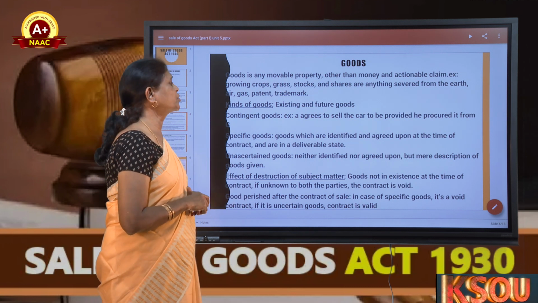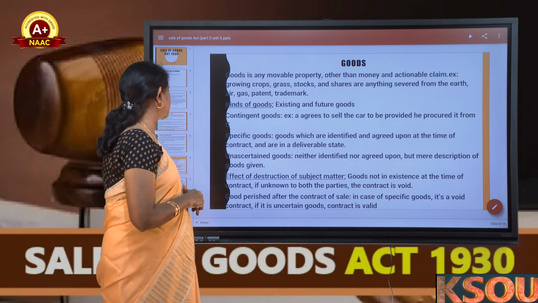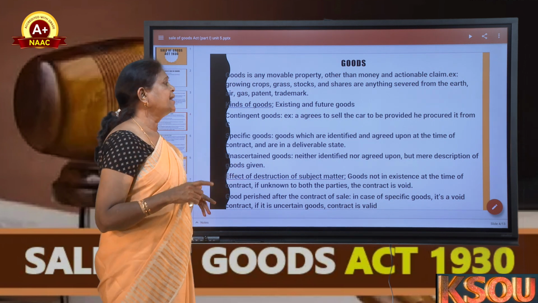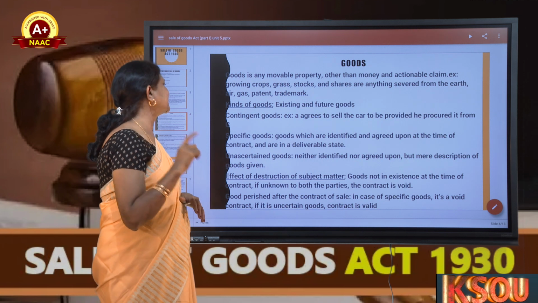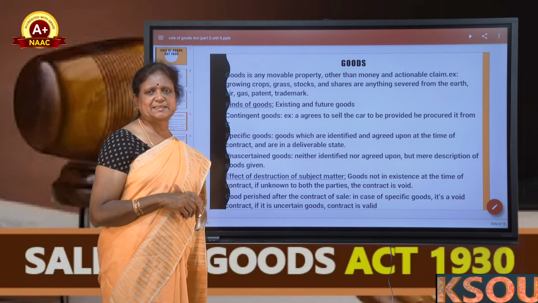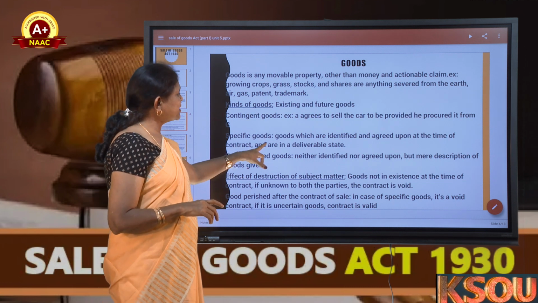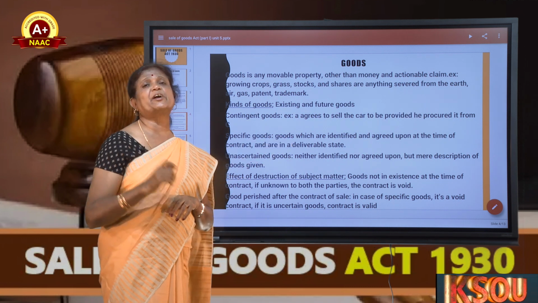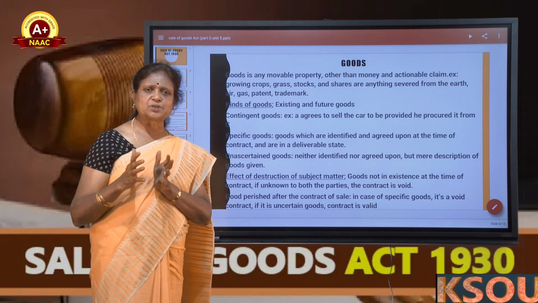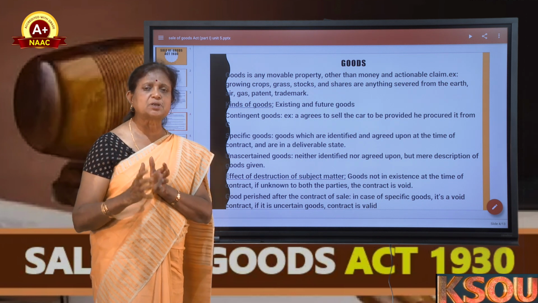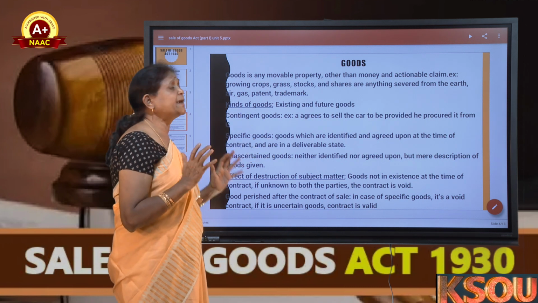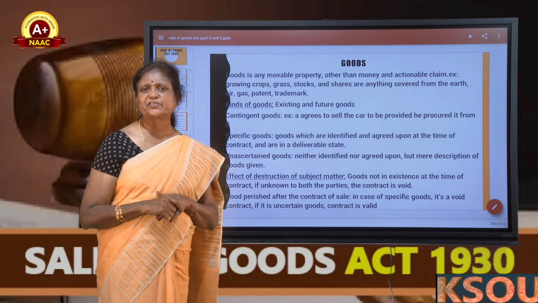Then specific goods. Specific goods means goods which are identified and agreed upon at the time of contract, and they must be in a deliverable state. So specific goods must be identified, meaning what kind of goods and what quantity of goods is needed by the buyer, that must be agreed at the time of making the contract of sale.